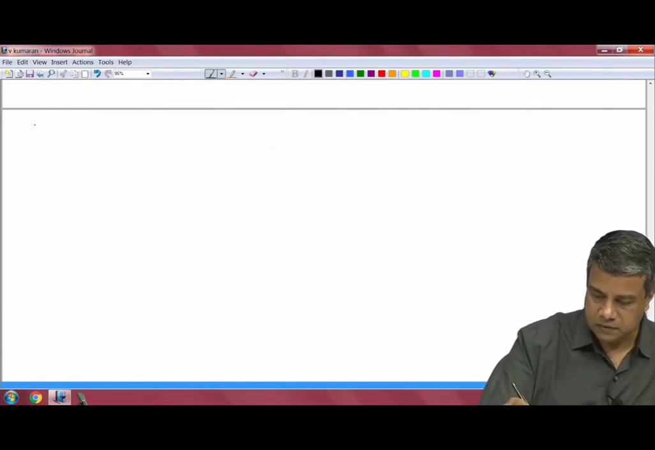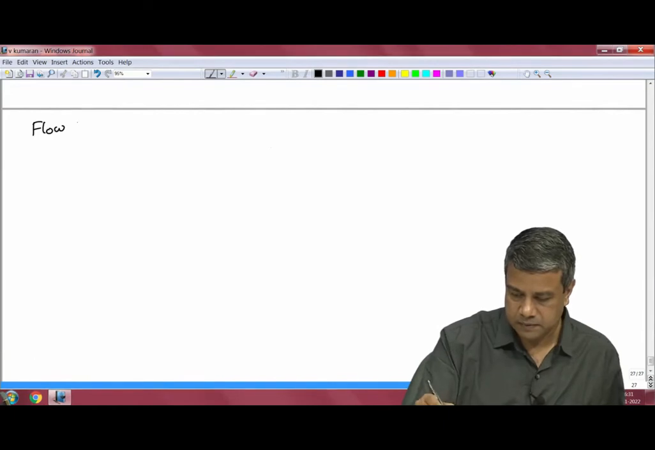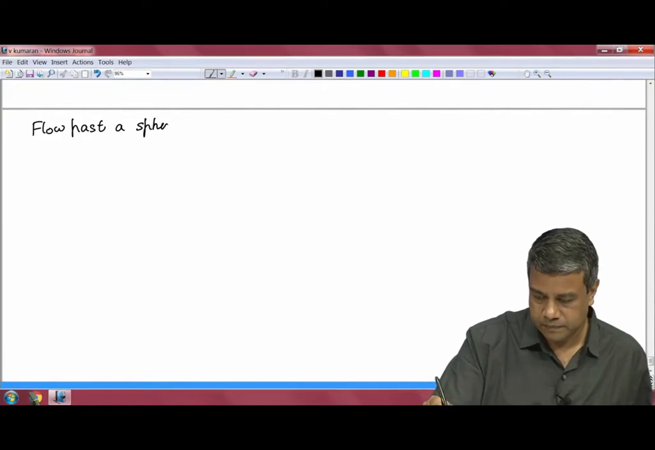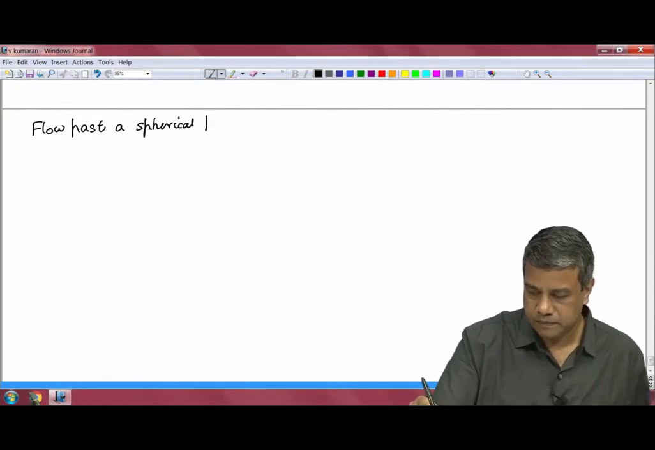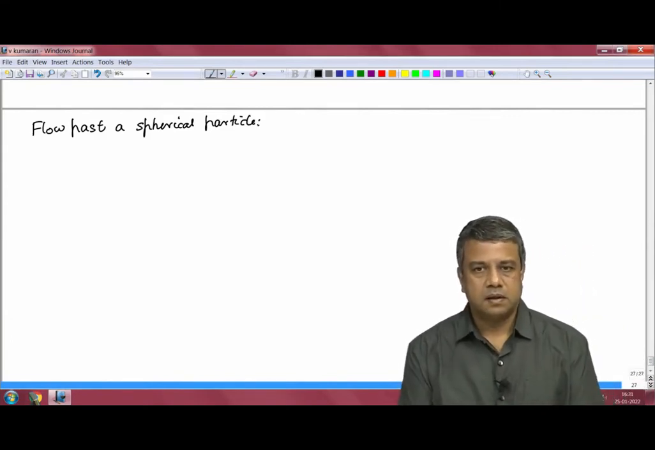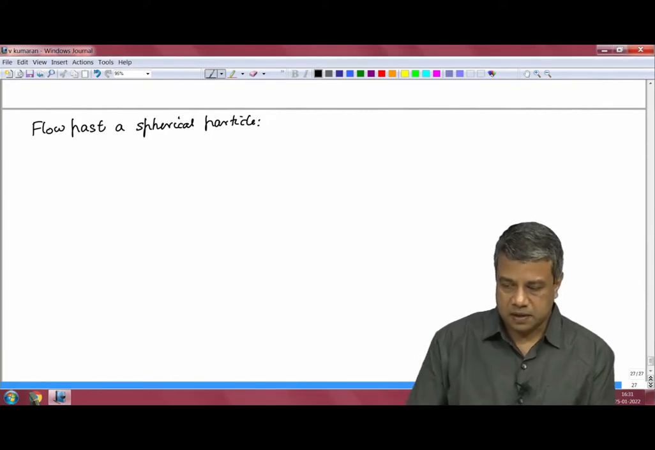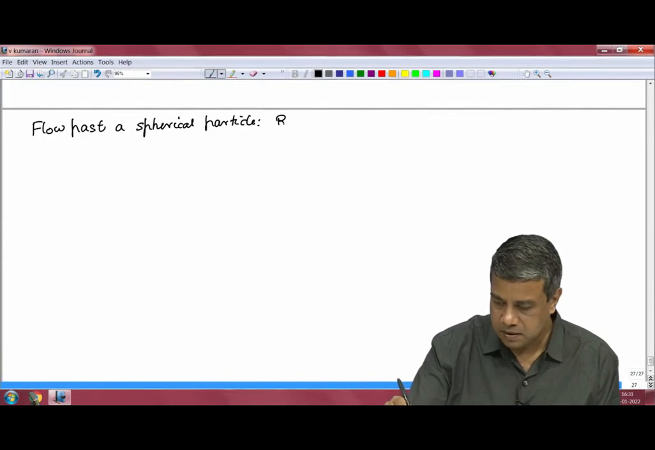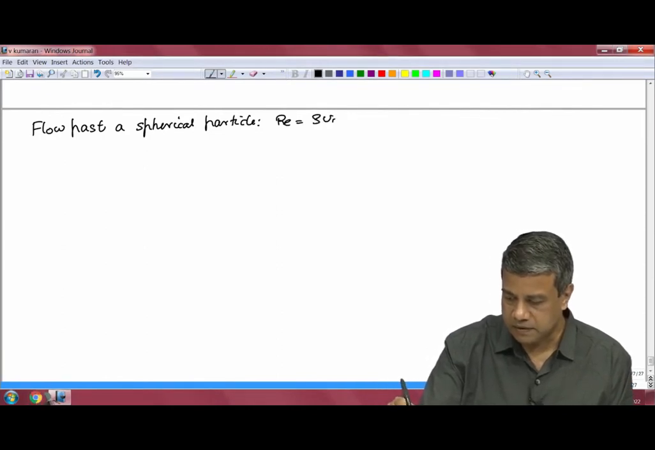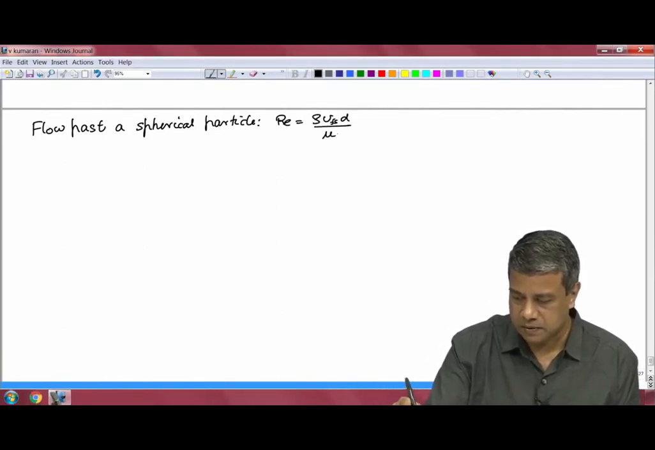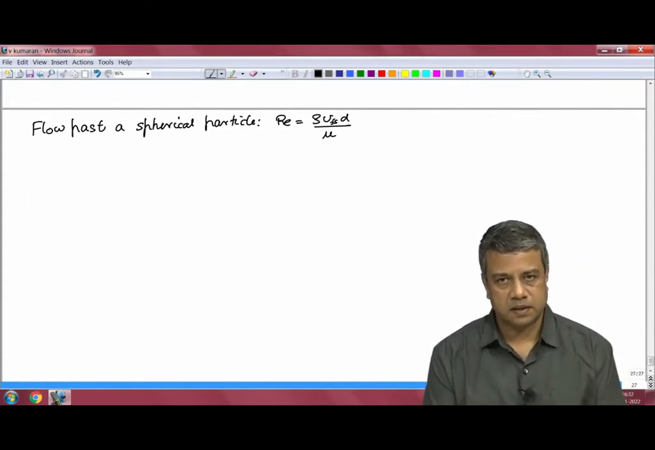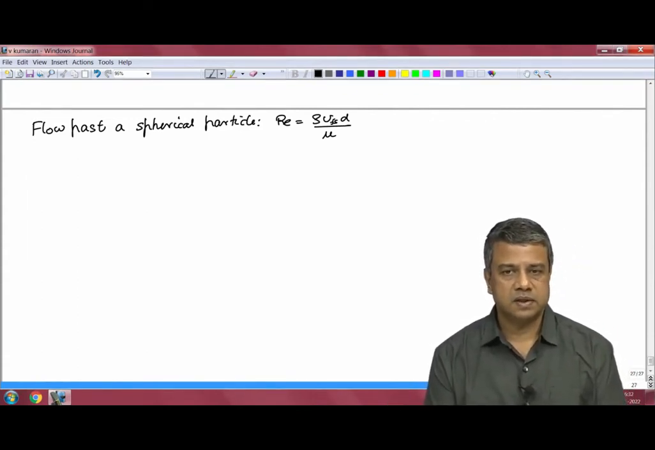Next, we will consider the flow past a spherical particle of diameter d, and the Reynolds number for that particle is defined as rho v free stream times d by mu, where d is the diameter of the spherical particle. If it were not spherical, you would use the equivalent diameter and the free stream velocity.